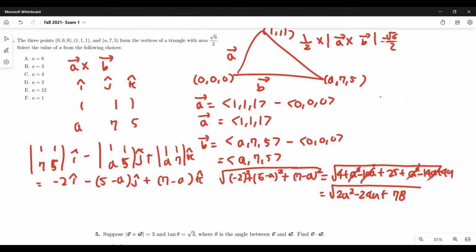Did I do this right? 49, 25, and then 4. Right, it is 78. Okay.